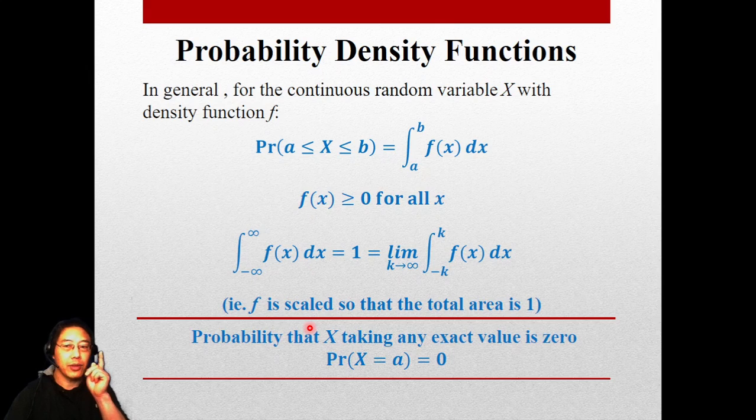Now, contrary to a discrete variable, the probability of taking a specific value is always equal to 0 for a continuous variable. Think about it as when you do your integral, if you calculate the area from A to A, your rectangle area is 0. So that's the same idea.